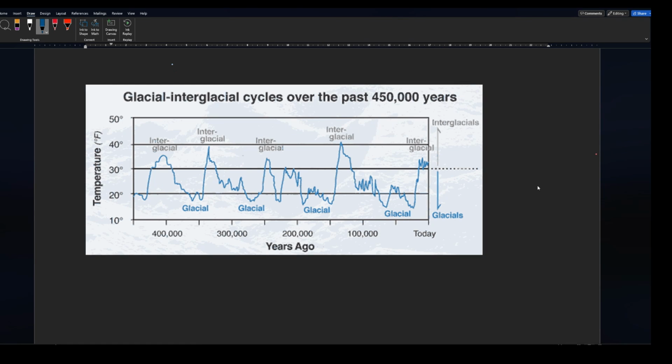Hey everyone, so I decided after I finished my video that I wanted to include a visual aid. This is just a chart that shows the ice cycle on the Earth over the past 450,000 years. As you can see from the title, glacial, interglacial cycles over the past 450,000 years, as I said. Glacial just means lots of ice, interglacial means much less ice. And so what are we looking at when we look at this graph?